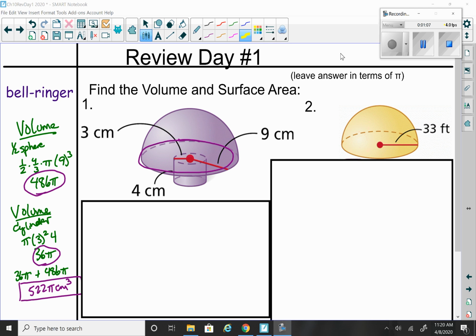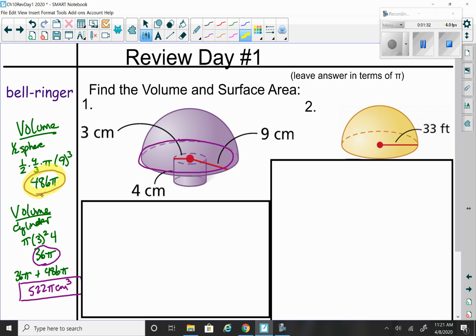So starting with number one, the volume is the easier one, so I'm going to start with that. The volume is the volume of the hemisphere, or half the sphere, right? That's the shape on top here. So I have half of 4/3 pi r cubed. Don't forget r is cubed in volume. Or instead of 1/2 times 4/3, you could have just said 2/3 pi r cubed. So for the volume of that hemisphere, it's 486 pi.